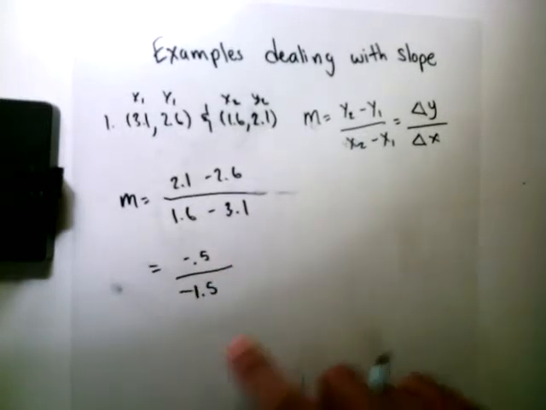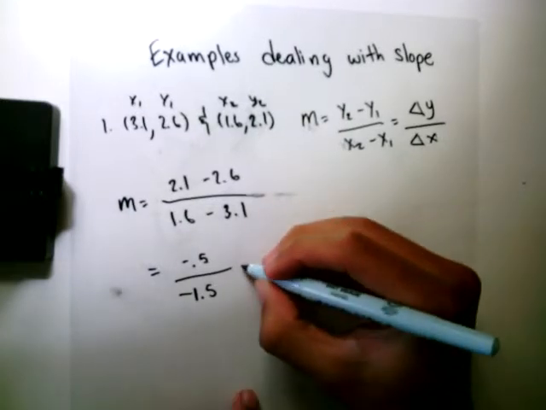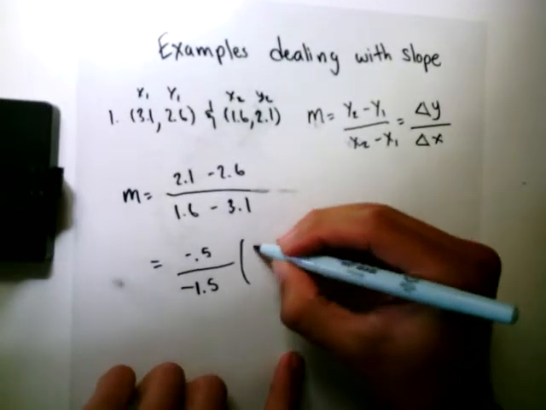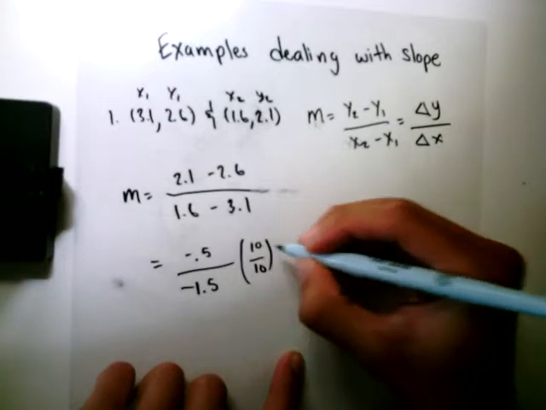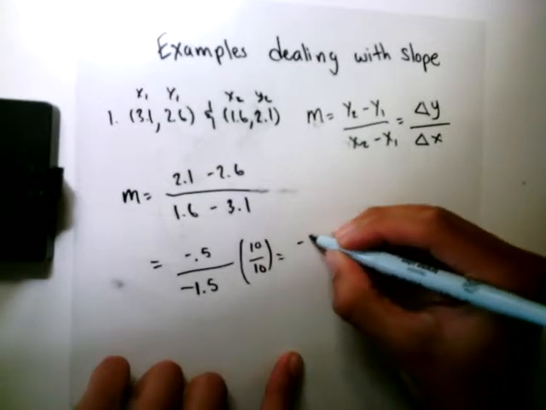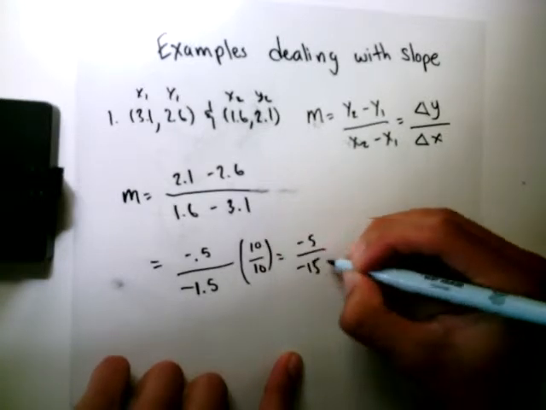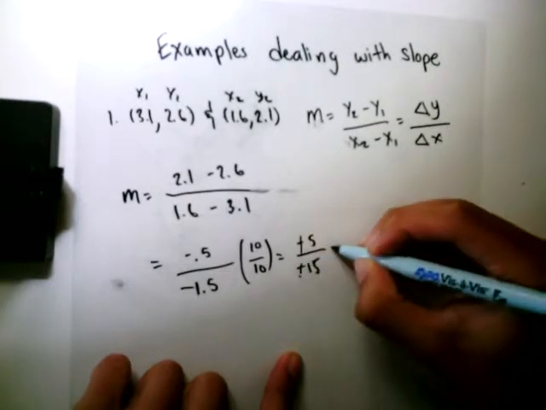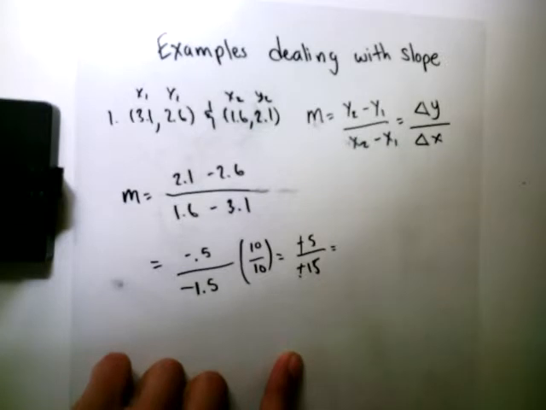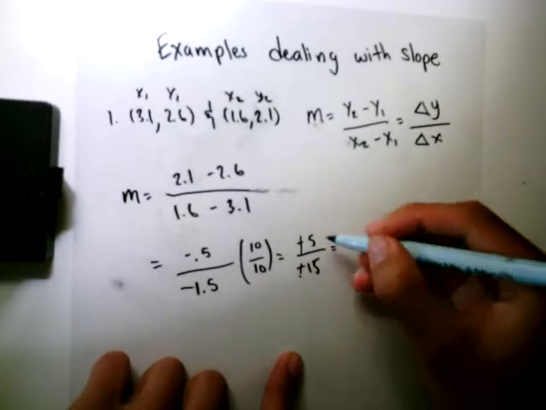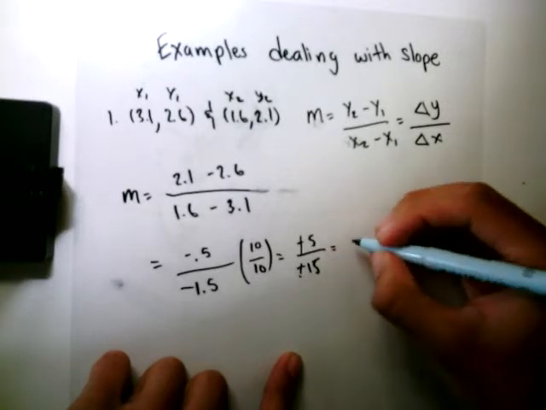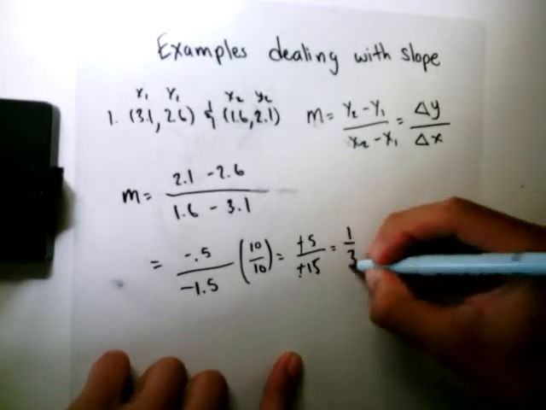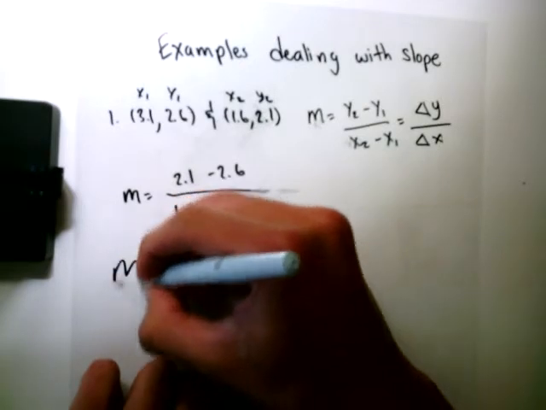Multiplying that by 10, we get 5 over 10, and if I were to multiply both sides by 10 over 10, just so I can get rid of the fractions, we get -5 over -15. We see that the negatives cancel out and turn into positives, since a negative divided by a negative always yields a positive result. 5 and 15 can be reduced to 1/3. And then this is our slope.